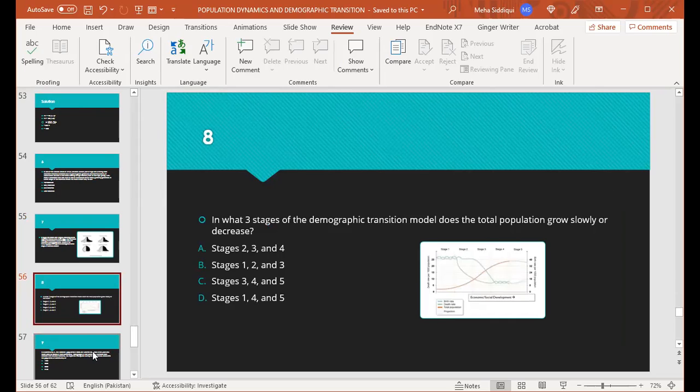MCQ 8. In what 3 stages of the demographic transition model does the total population grow slowly or decrease? It is also clearly seen in this graph, and we have discussed it in our presentation. Any guess? Net population increase is stable in what stages? The right answer is D, that is 1, 4, and 5. This is stage 1, this is 4 and 5. It is clearly shown in the graph.